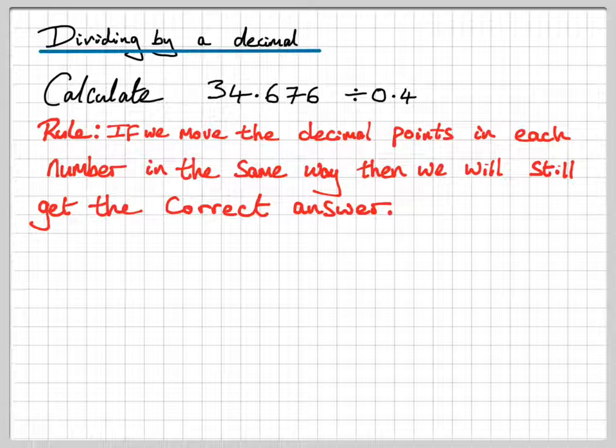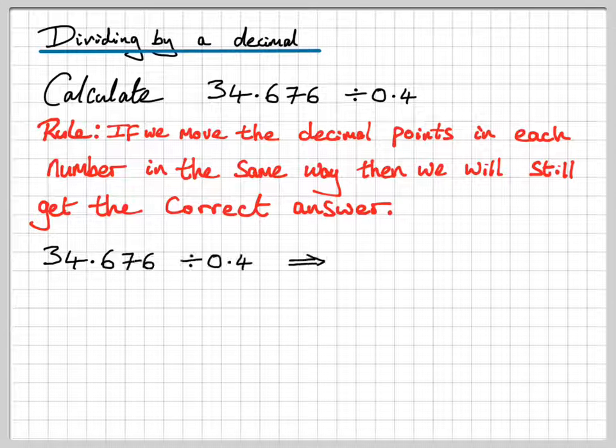We can divide a number that is a decimal by a whole number without a problem, but never try and divide by a decimal. So in this given problem, if we follow the rule in red, then what we can do is move the decimal point one place to the right on the 0.4 to make it 4, and therefore move the decimal point one place to the right in the 34.676 to make it 346.76, as you can see here. This calculation will have exactly the same answer as the original problem.